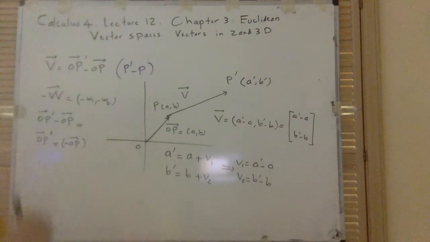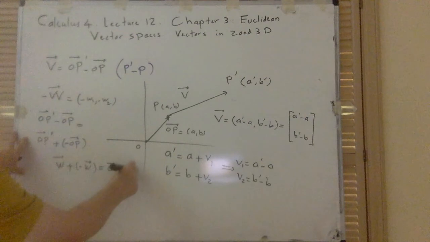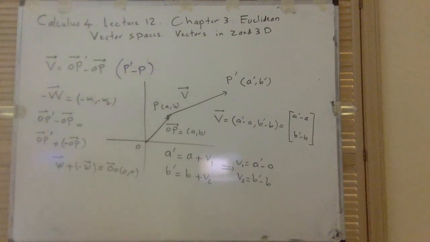And you can guess that if I add W to its negative, which we call the negative of a vector, you will get the zero vector. What is the zero vector? That is simply 0, 0. Zero vector has magnitude 0, and the direction is not defined for the zero vector. So a vector plus its negative will give me the zero vector.